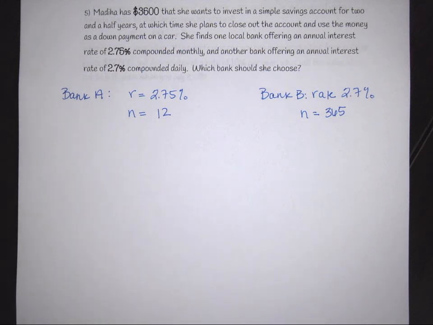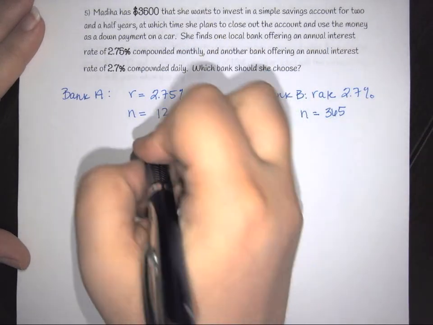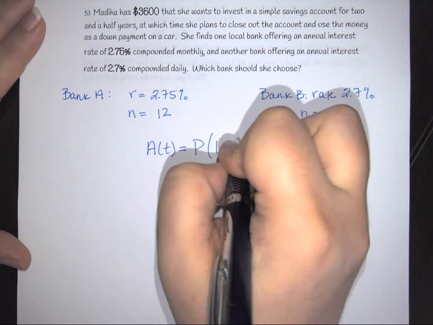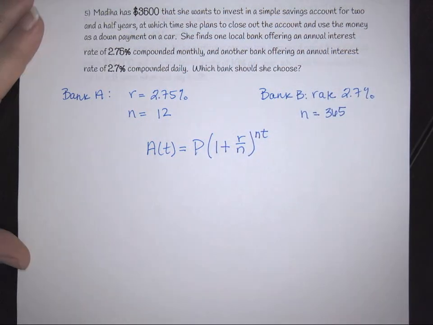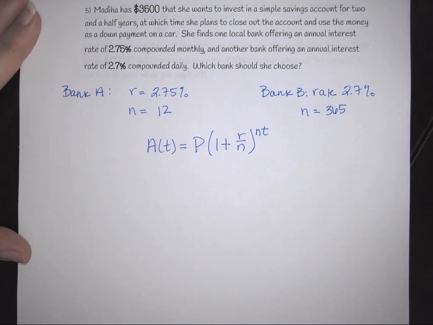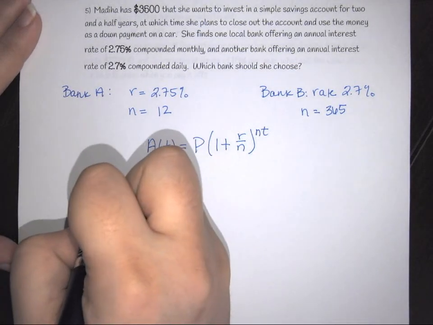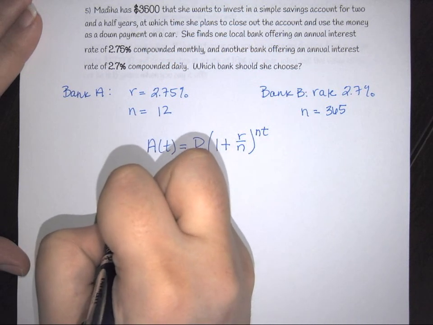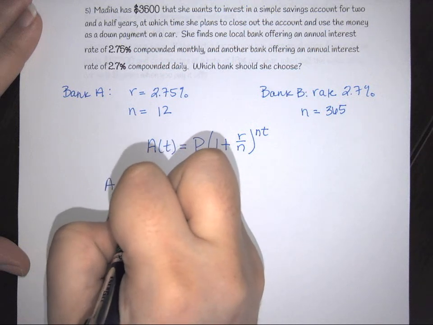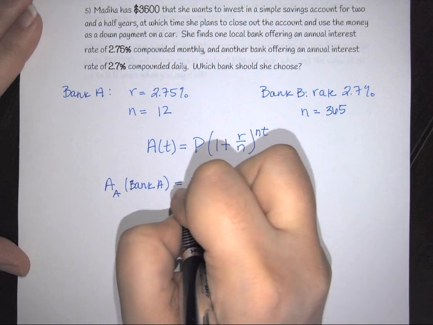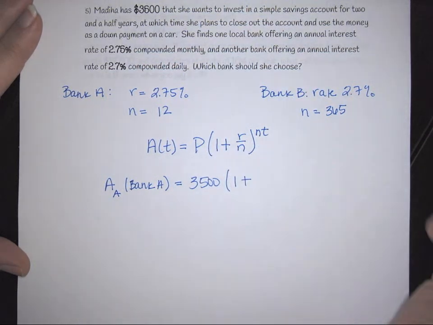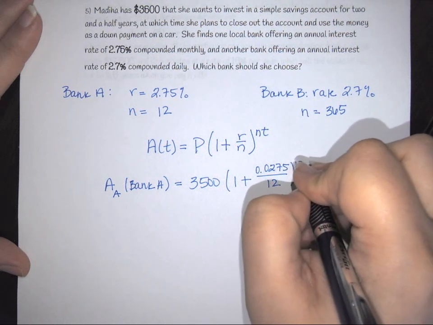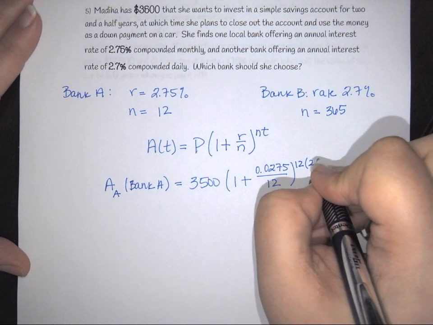So you have to set your compound interest equation up twice. That equation is going to be A of t equals P times 1 plus r over n raised to the nt. We have to do this for Bank A and for Bank B. So here we can have our A for Bank A is going to be my $3,500 times 1 plus my rate, 0.0275 over 12 raised to the 12 times 2.5.